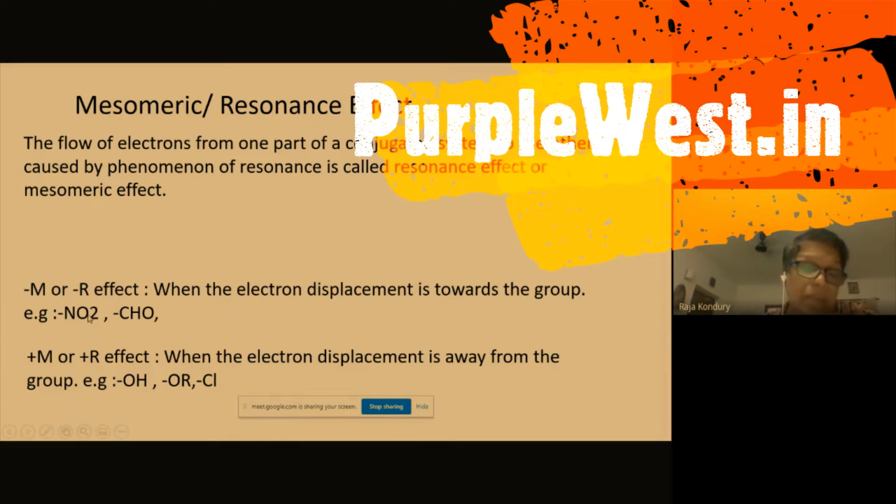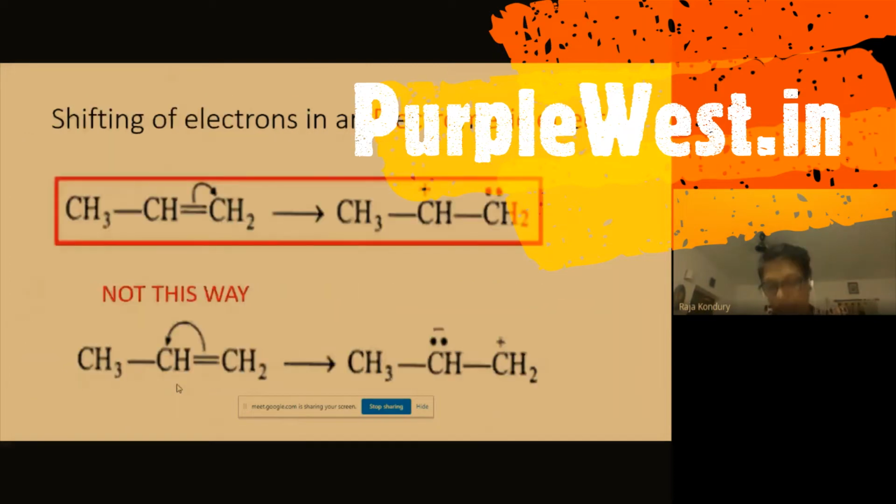And you know the reason why this will show the minus R effect, because it has multiple bonds. In the plus M or plus R effect, the electron displacement is moving away from the group. When it is moving away, it means they are already electron rich, electron richness in the form of a lone pair of electrons.